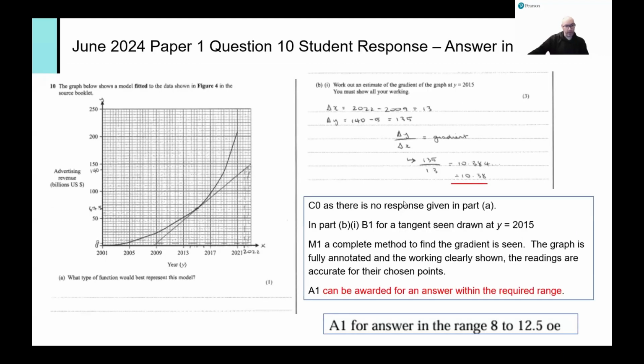So they haven't answered part A, so no response to that, therefore no marks. They have drawn a tangent at y equals 2015. They've got a complete method for the gradient. It's nicely annotated. The reason is accurate, therefore they can award the marks. That answer was within the range. The range was 8 to 12.5. They've got 10.38.